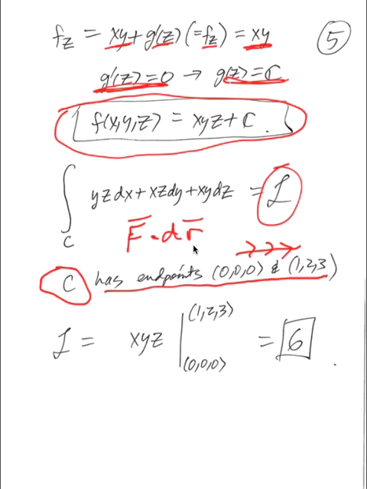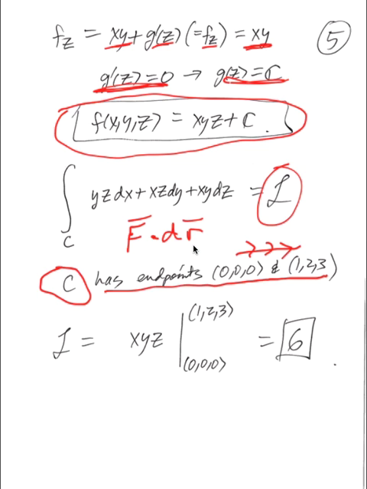If you're not dealing with a conservative field, usually you'd have to know exactly what the path is, because it's not just the endpoints, it matters which path you take generally, but not in a conservative field.